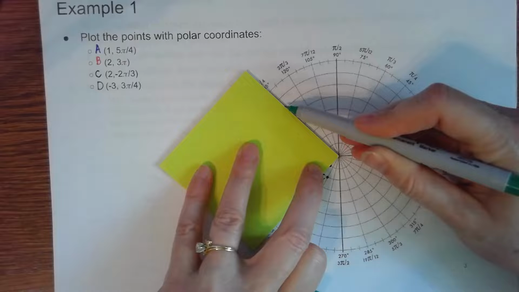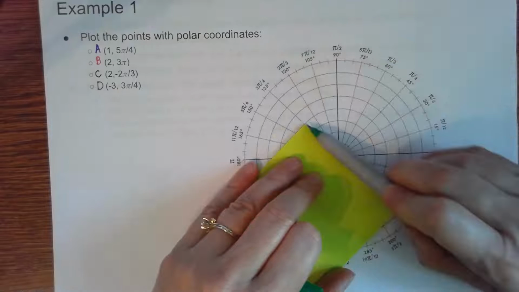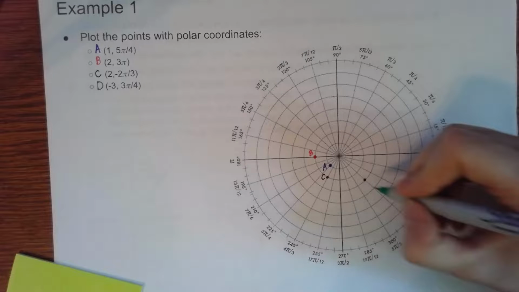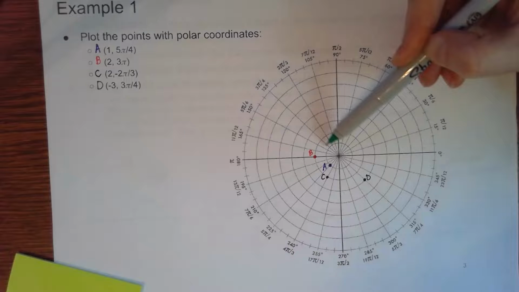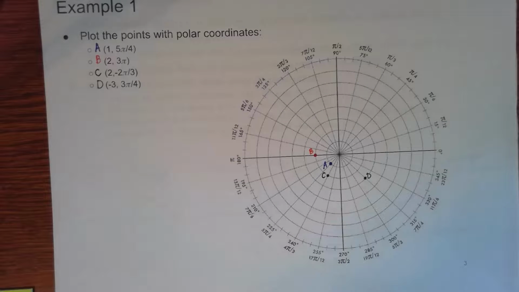But I still want to go along the terminal edge, but I need to go in the opposite direction. So it's still going to be along this line, through to the other side. And instead of going along the terminal edge here, this would be the positive direction. I need to go negative 3 from the origin. So 1, 2, 3. Point D. So it's along that same line that the terminal edge makes, but I need to go in the opposite direction of the 3 pi over 4 marking. Okay. So that would be how we would plot.